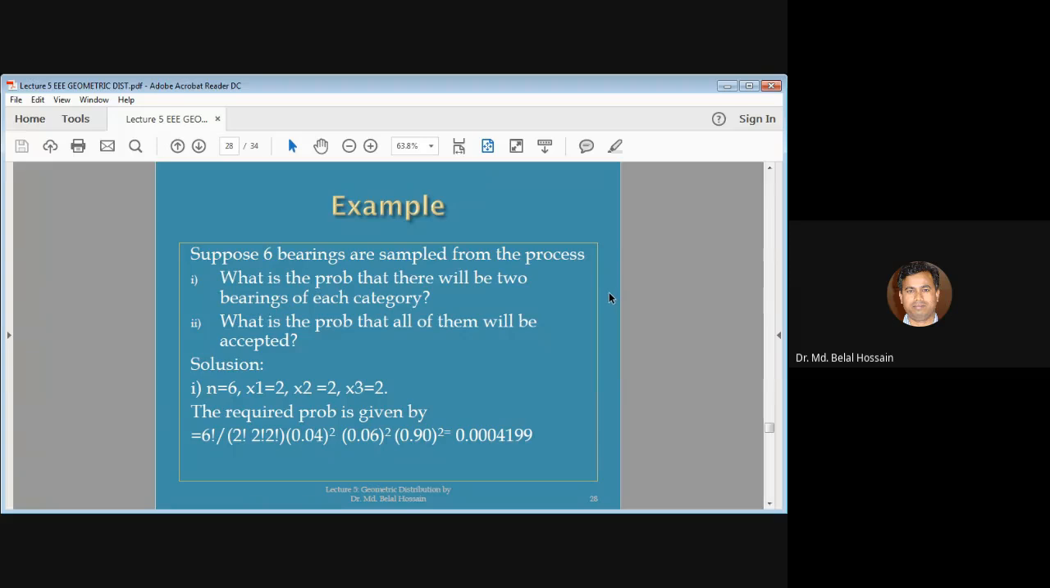For example, suppose 6 bearings are sampled from the process, then what is the probability that there will be 2 bearings of each category?